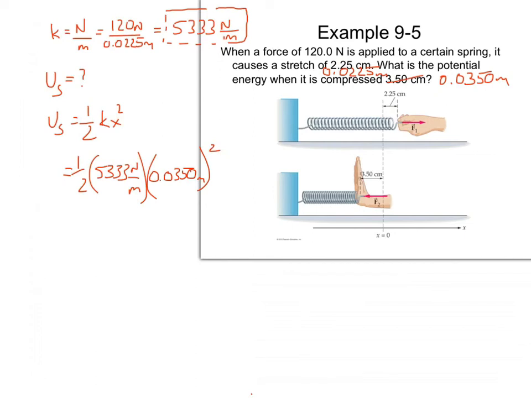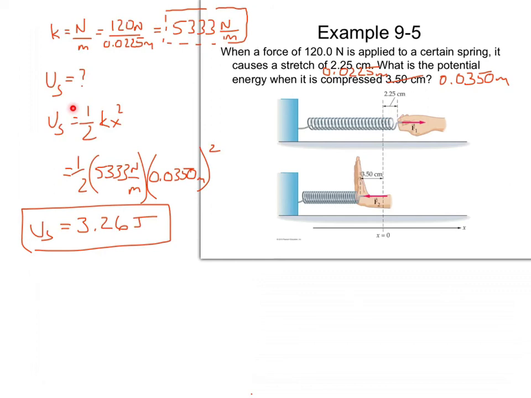So what do we get? 5,333 times 0.035 squared times 1/2. That gives me 3.26 joules of energy. Potential energy in the spring right there. And that's our answer. It's really just a practical application of our potential energy of a spring equation, 1/2 kx squared, which is very much like the work done by a spring.